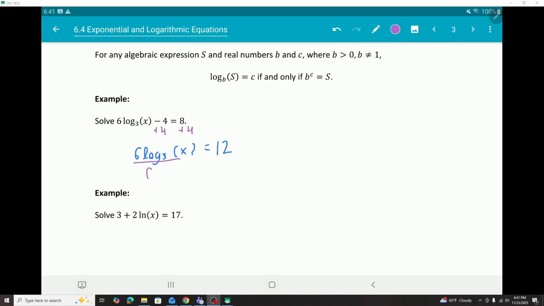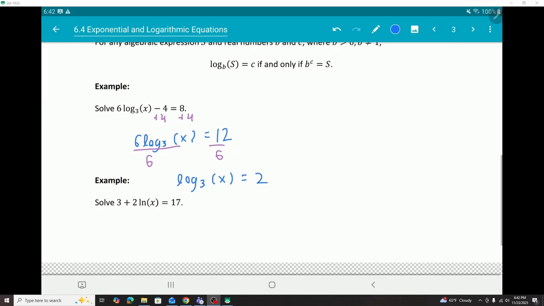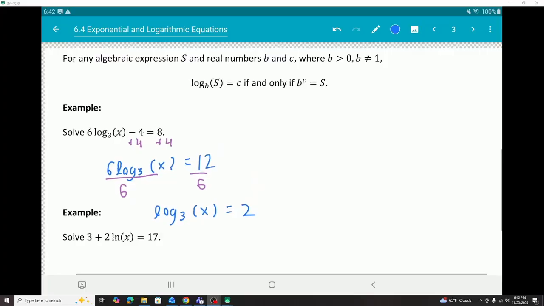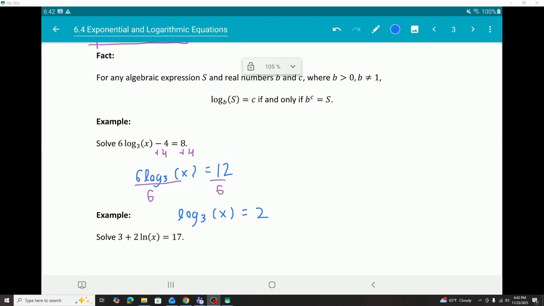Now I can divide both sides by 6. Get log base 3 of x equals 2. Now I can make the conversion. So this example says use this rule. If I'm being honest, the way I think about it is, if I have log of something is equal to a number, then I'm always allowed to raise it to whatever the base is. I can raise it to anything.